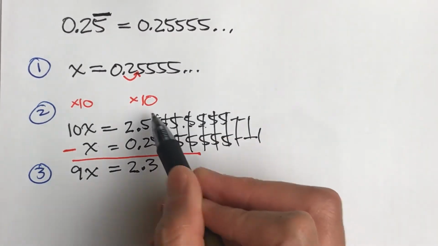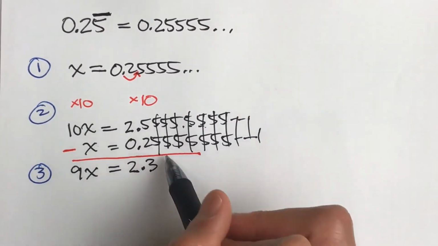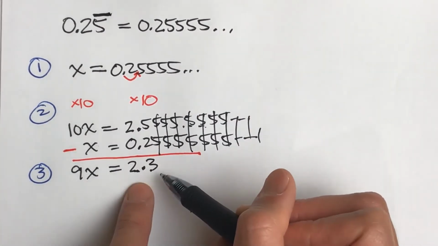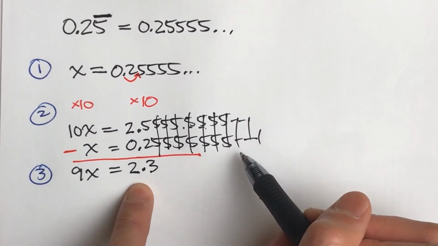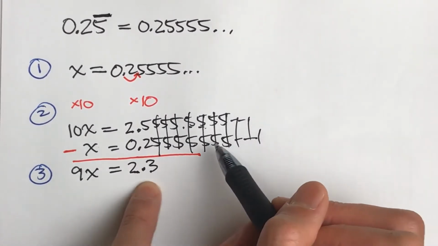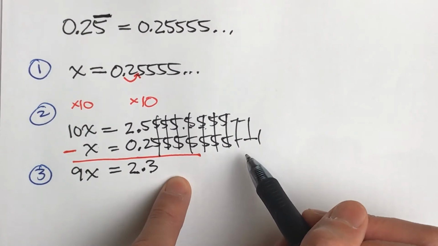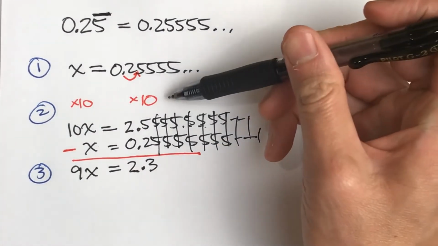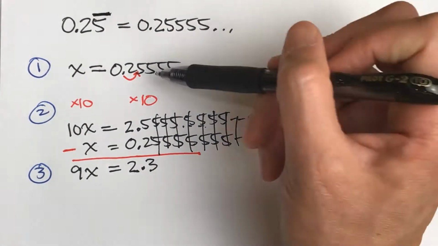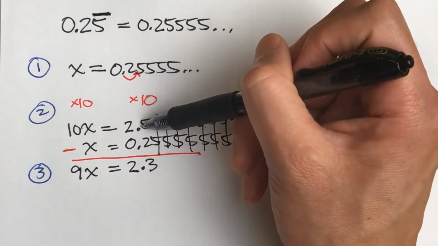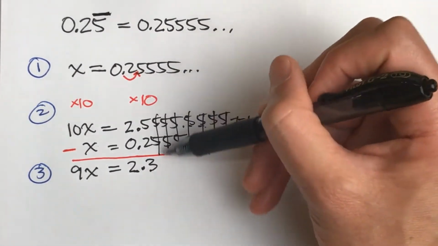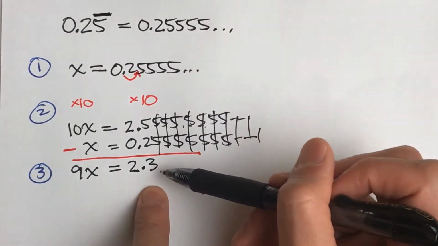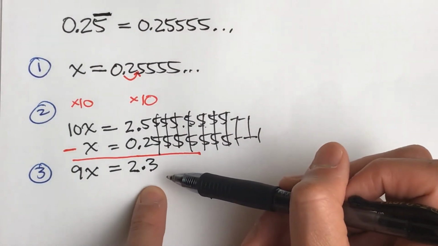So when you subtract those two repeating decimals, your result is a decimal that no longer repeats because they all subtracted out and there's none left. So we end up getting just 2.3. And that's the reason why we multiplied by 10, because by shifting that decimal over one place, when we subtract them, we end up with a decimal that no longer repeats.